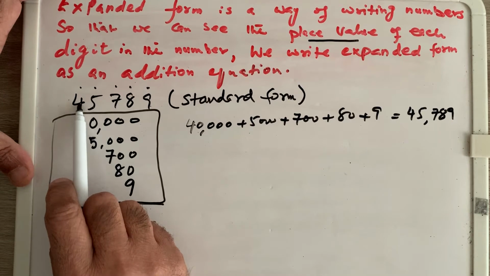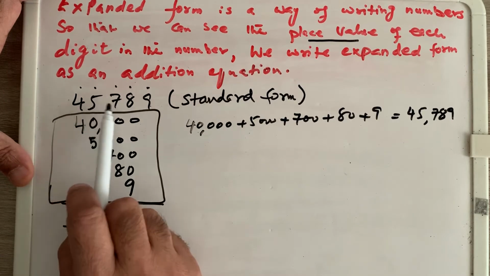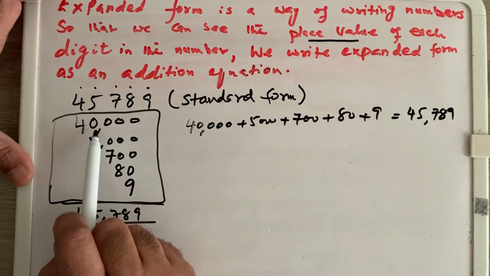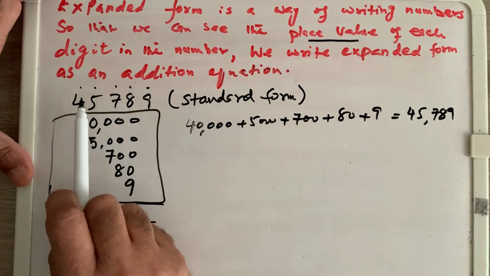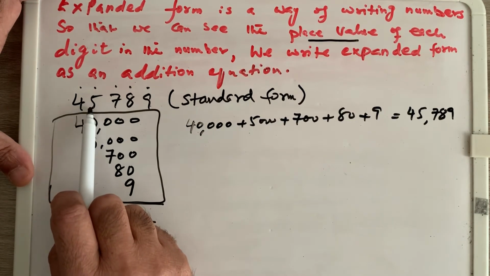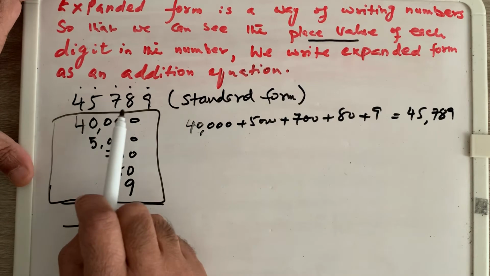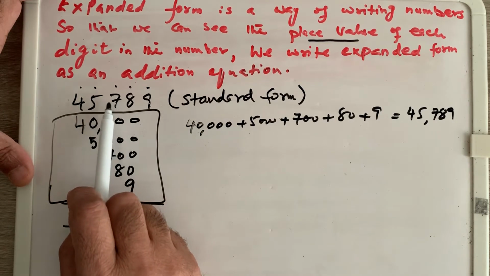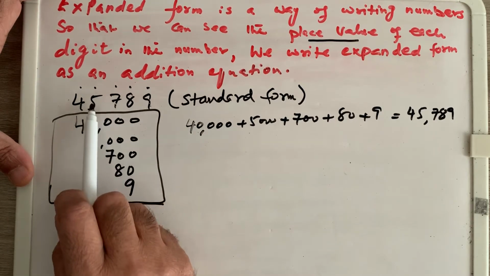So if 4 is here, how many zeros do I have to put? 1, 2, 3, 4. So 40,000 is the place value of 4. Here 5. How many zeros do I have to put? 1, 2, 3. 3 zeros. So 5,000 is the place value of 5 in this standard format.